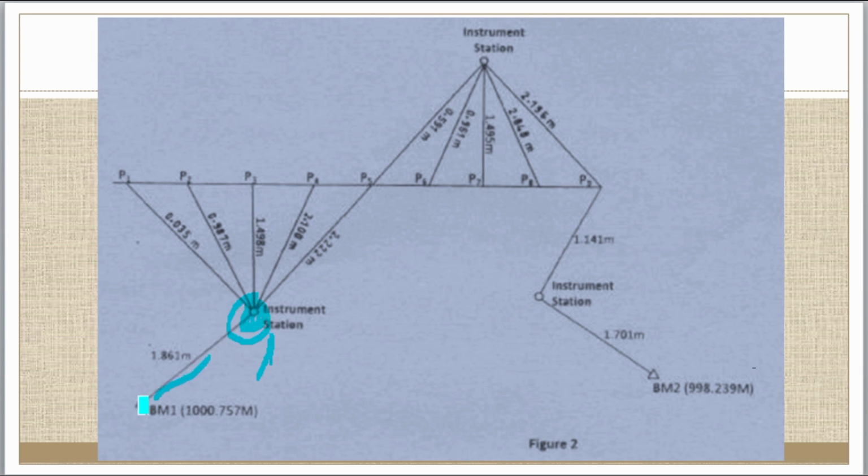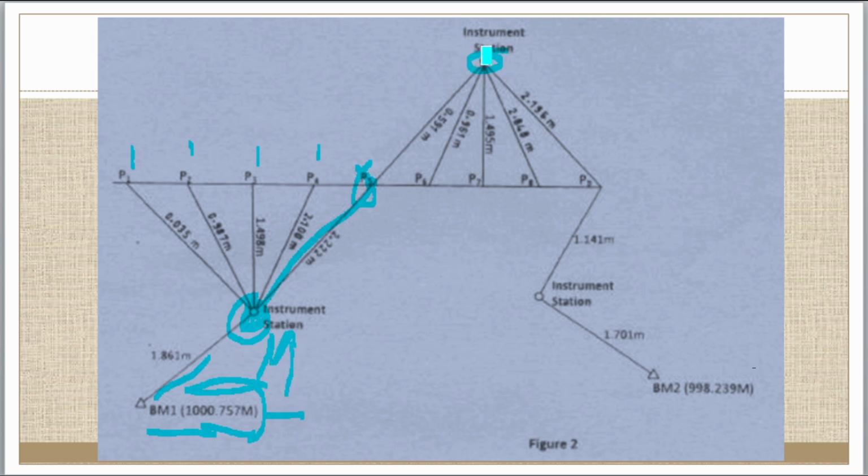We had our first reading on the benchmark 1, the benchmark that is given. Then we had the intermediates there. We had 4 intermediates. Then we have our last reading on the staff that was held on P5. So here's our last reading on our instrument position 1.